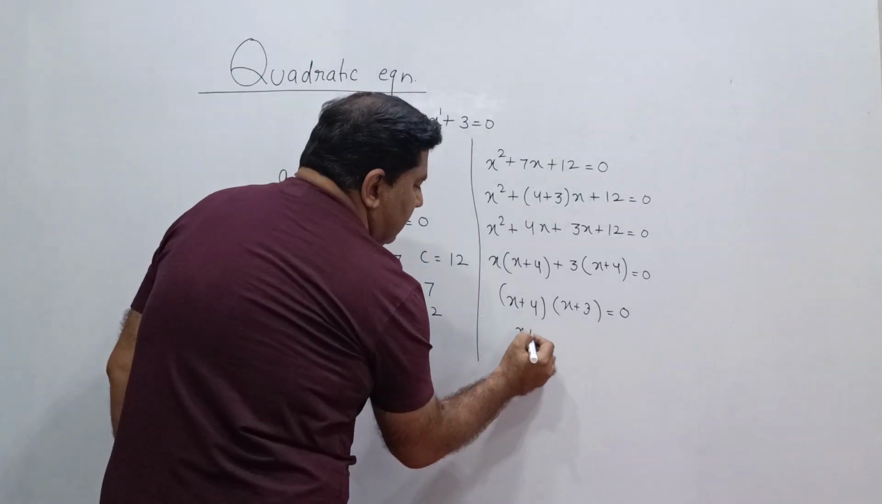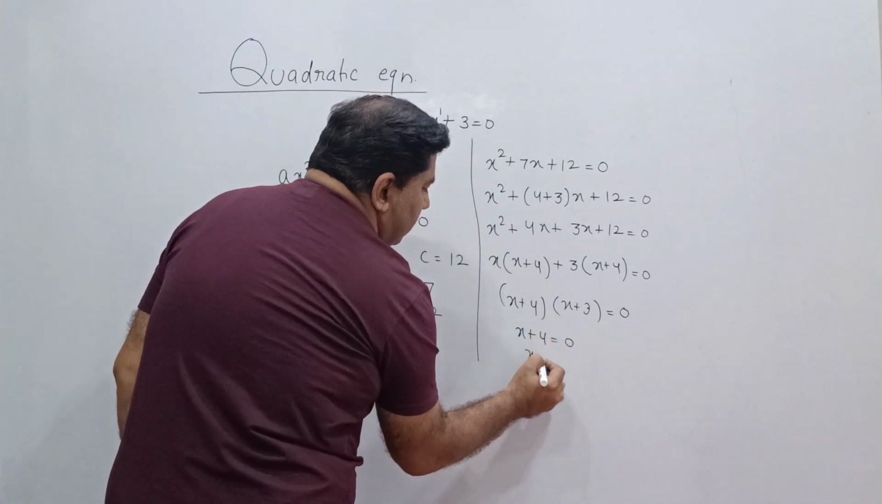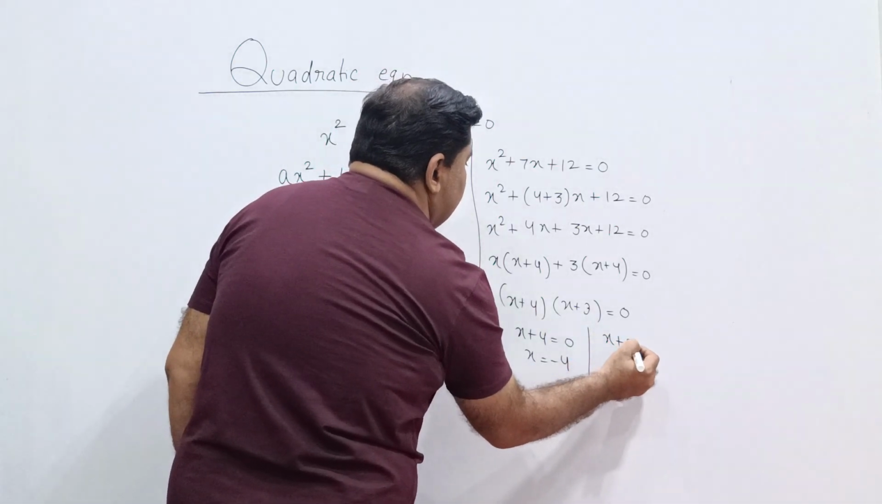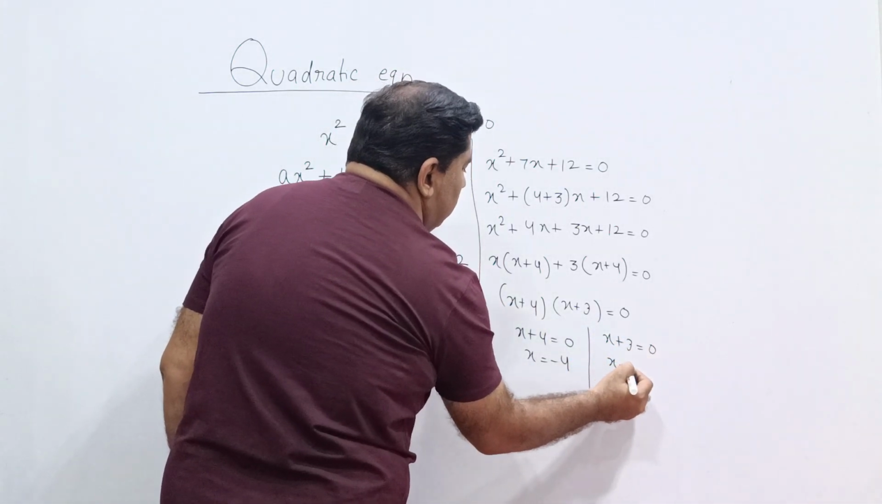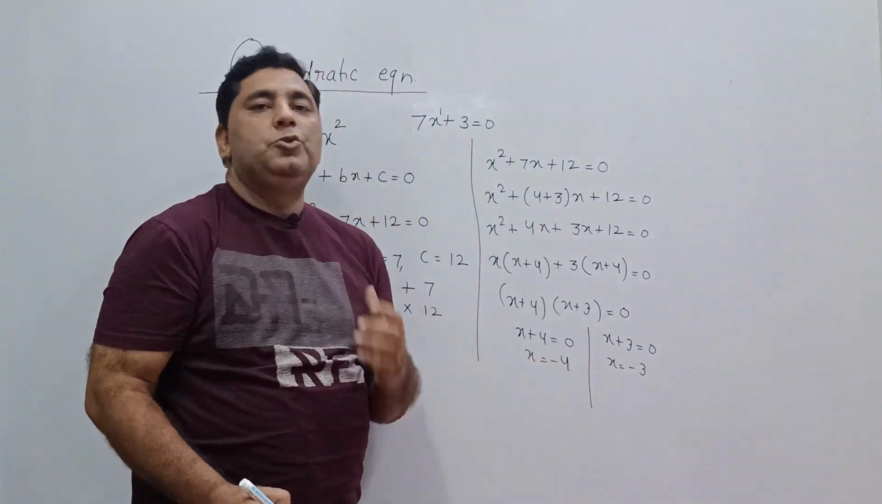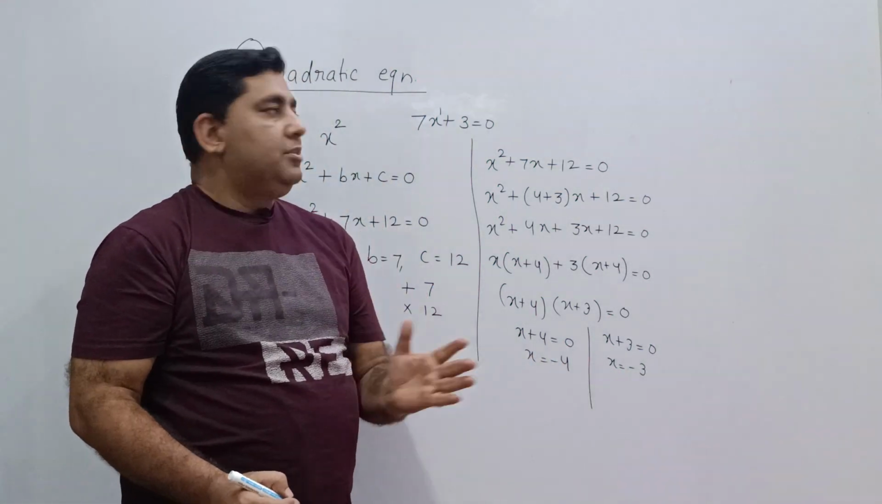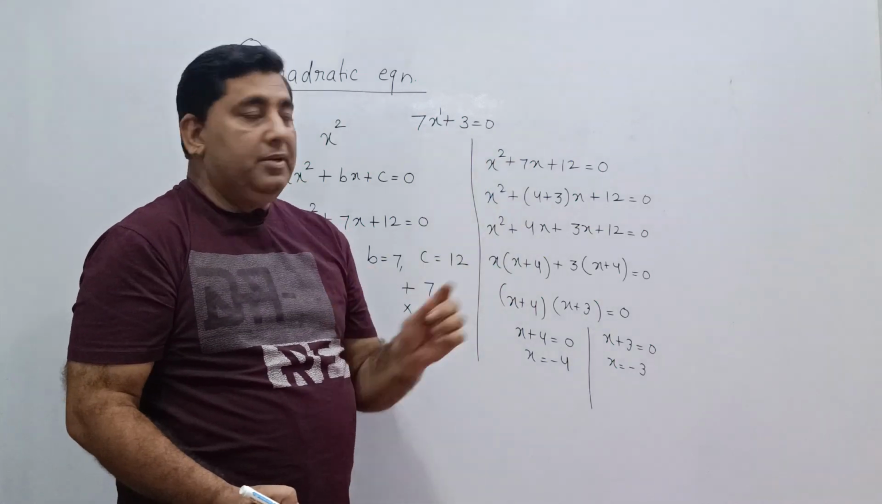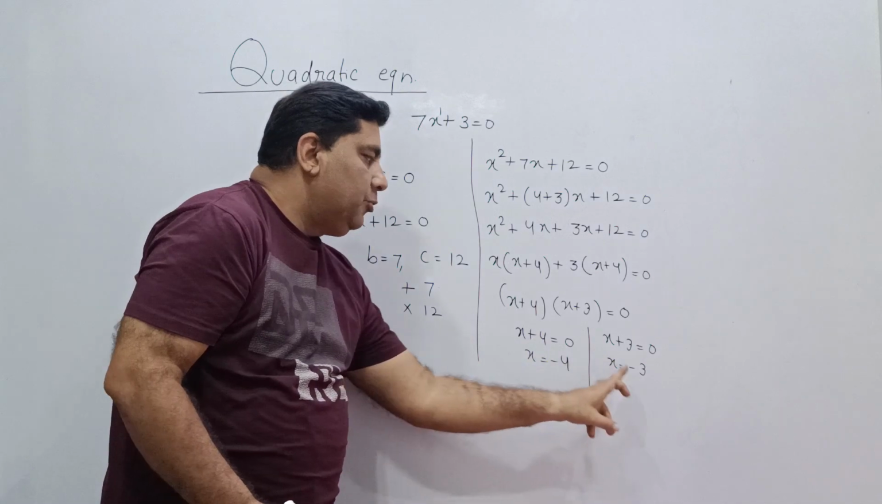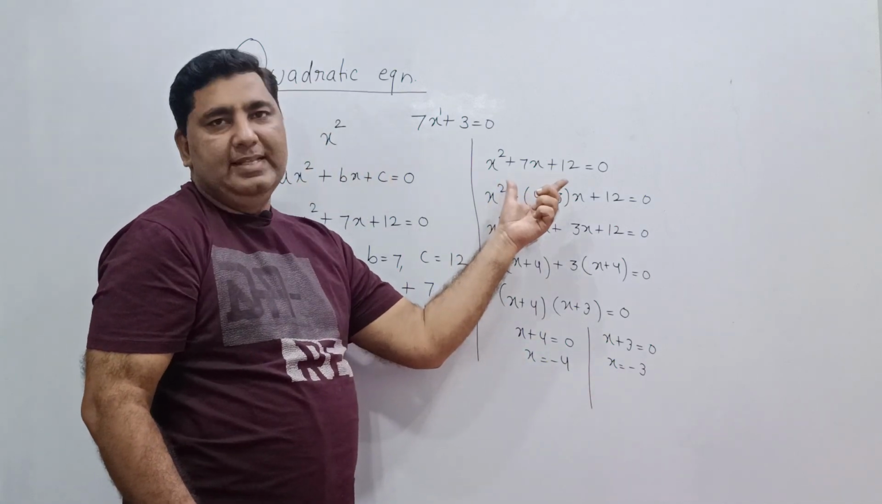By putting x plus 4 equals to 0, you get x equals to minus 4. By putting x plus 3 equals to 0, you get x equals to minus 3. So these are the two solutions or two zeros of this quadratic equation. Every quadratic equation has two roots. Minus 4 and minus 3 are the solutions in this case.